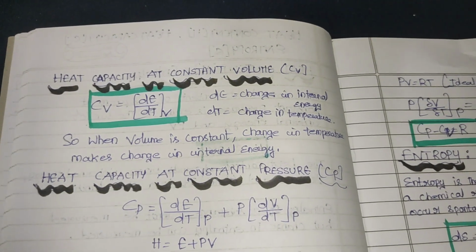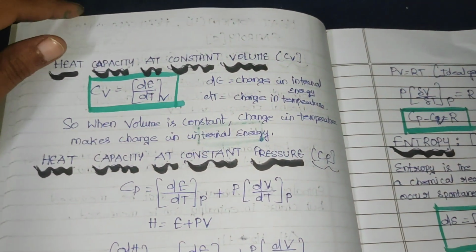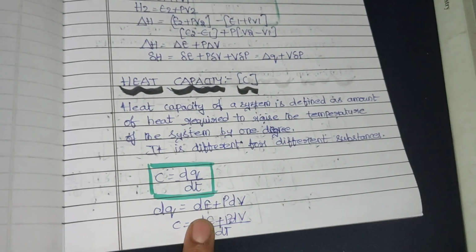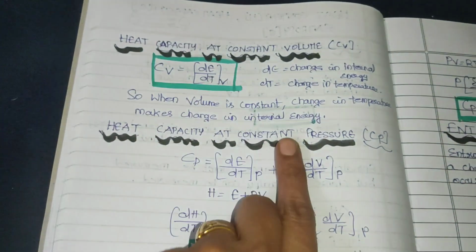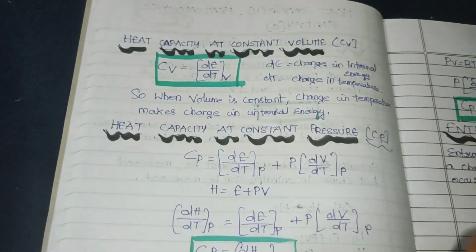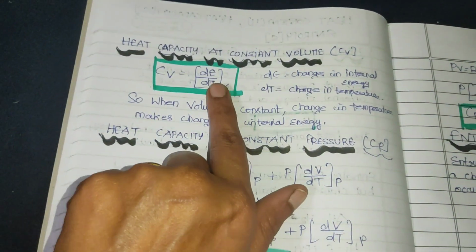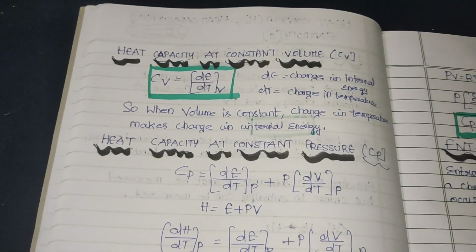dE is the change in internal energy, and dT is the change in temperature, right? When the volume is the same, dV is zero, so we get dE by dT at constant volume. So when volume is constant, if temperature changes, internal energy also changes.